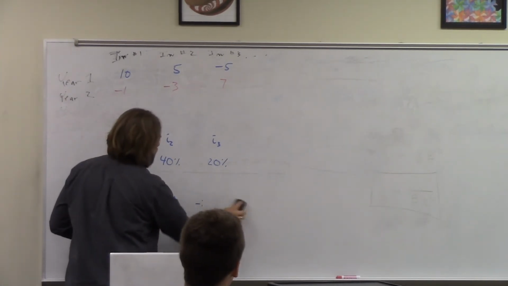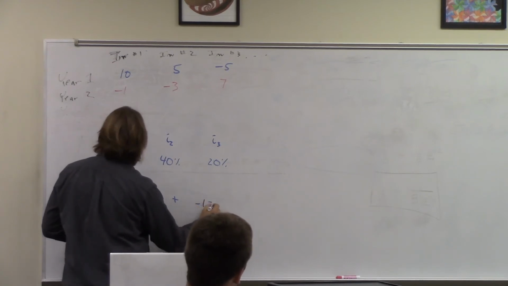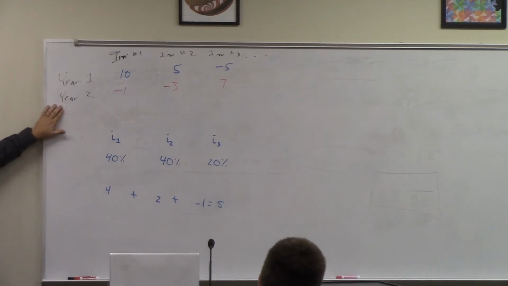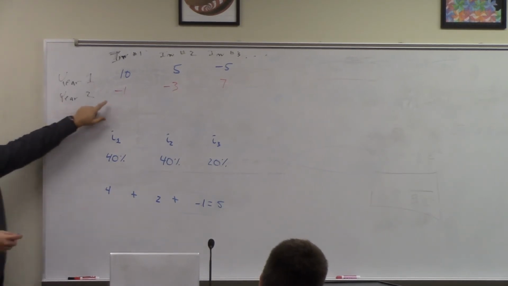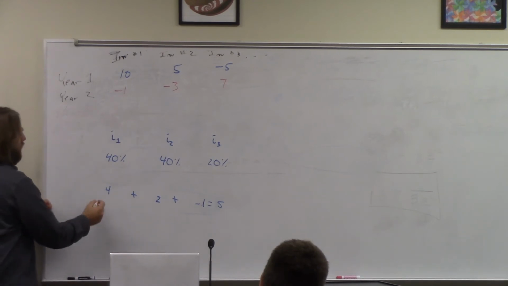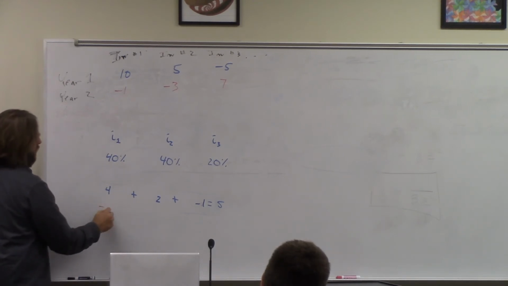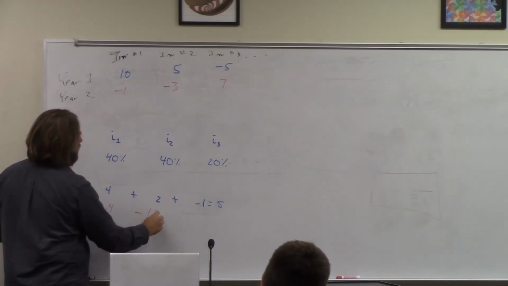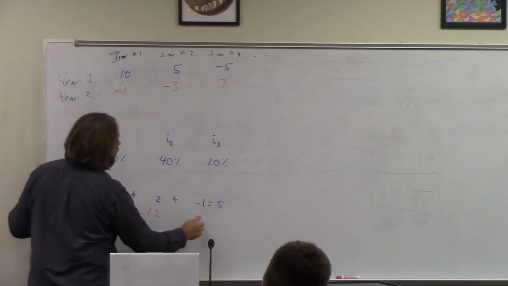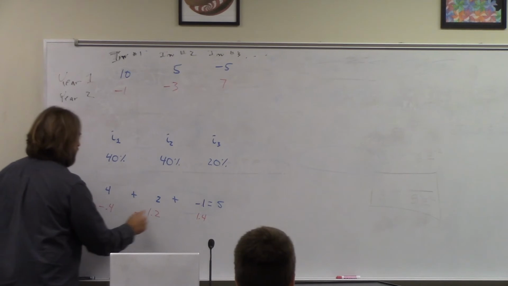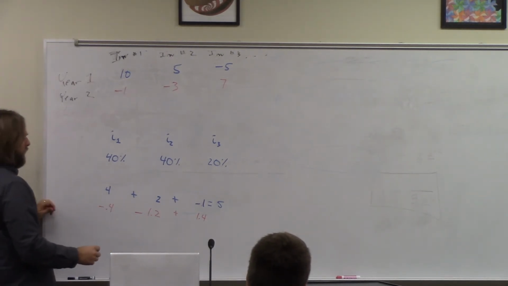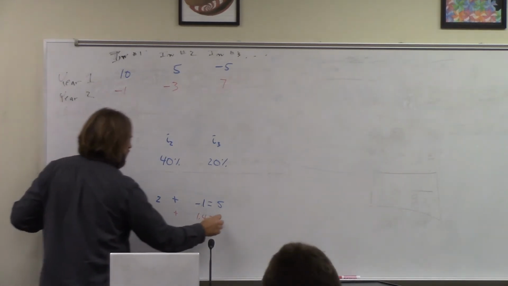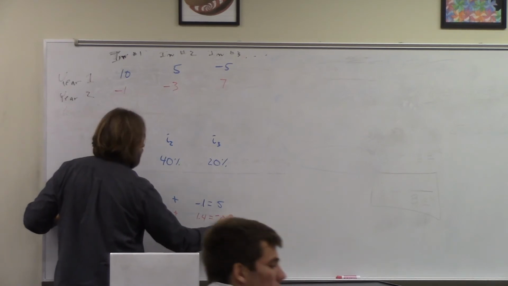Yes, -1, thank you. So that gives us 5% return on investment. However, in year 2, we would get minus 0.4. We would get minus 1.2, and we get positive 1.4. Did I do the arithmetic right that time? Yes. So for a total of a loss of 0.2.